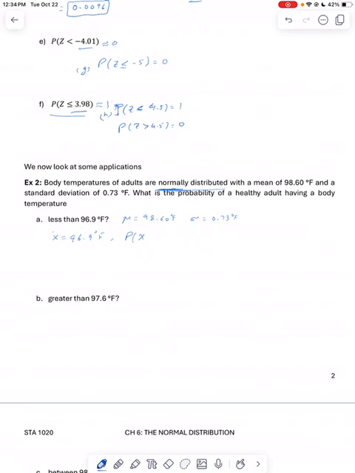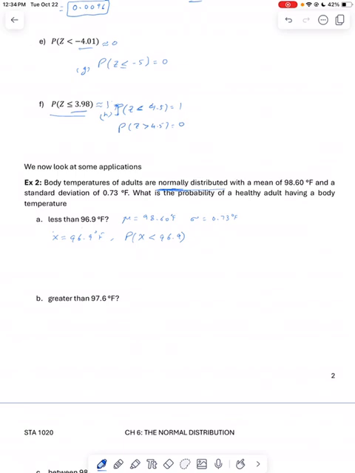For example, if we start taking the temperature in this room, in the classroom, the temperature of each individual might differ from the other, so that is the variable. So, the probability that x is less than 96.9. This is what we want to find. In the calculations we usually do not put the variable, so I will just write it.